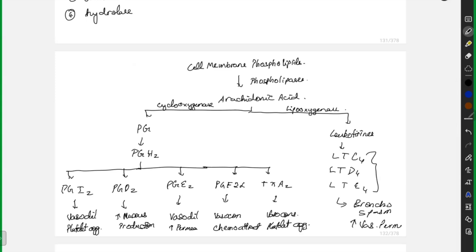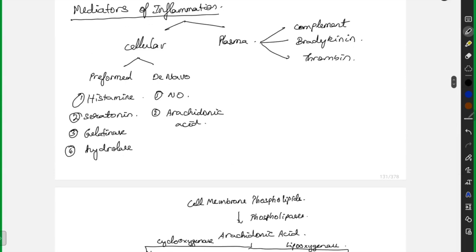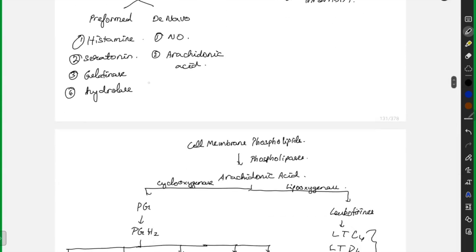Now, after completing this, as I already told you, the first one is nitric oxide, the second one is arachidonic acid, and the third one is platelet activating factor. As the name suggests, it is produced by platelets, basophils, neutrophils, macrophages, and endothelial cells. The function is platelet aggregation, vasoconstriction, and bronchoconstriction. At lower concentration, it induces vasodilatation and increased venular permeability.